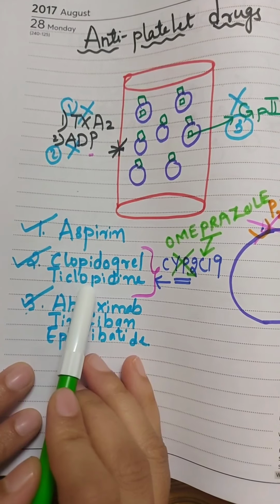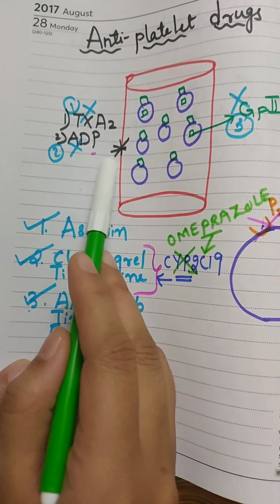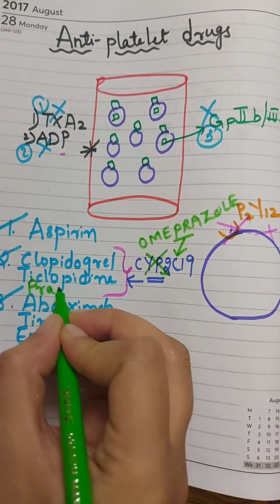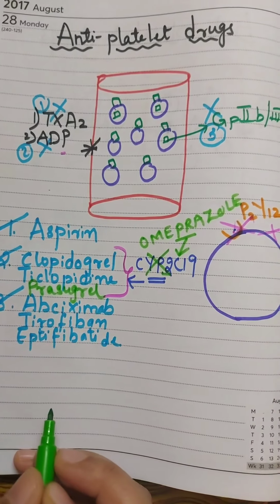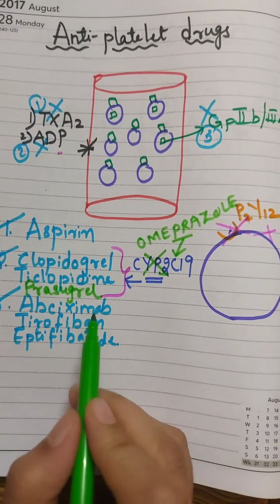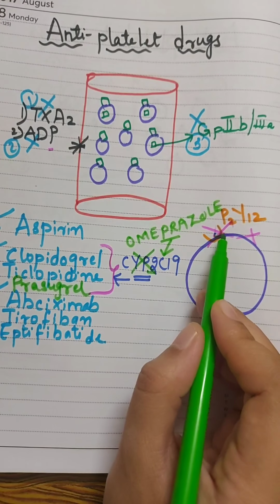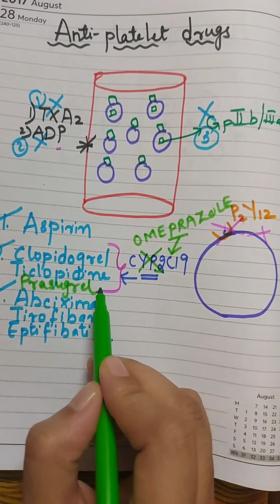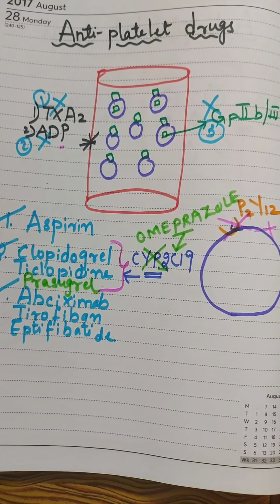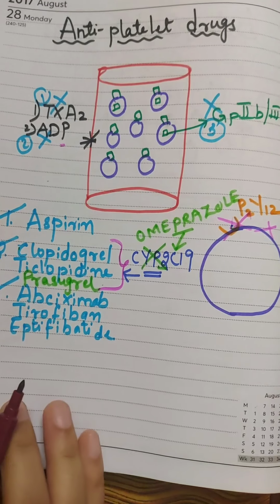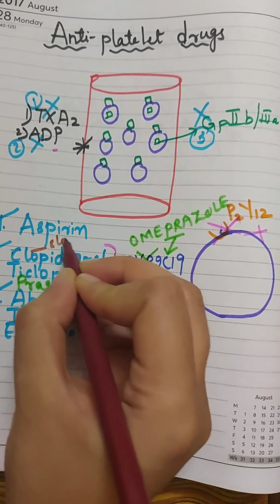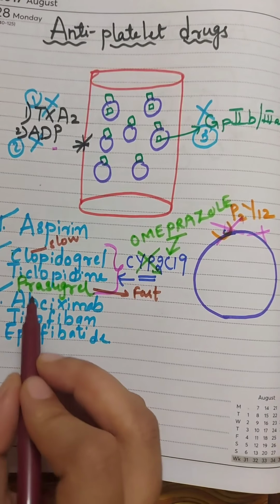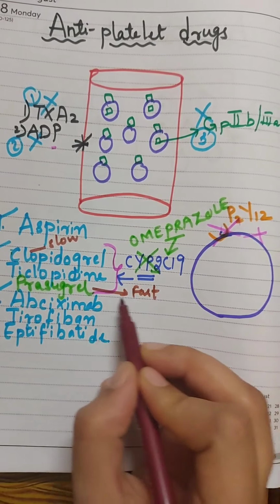Now apart from clopidogrel and ticlopidine, we have developed one more ADP inhibitor, and the name of that drug is prasugrel. The mechanism of action is the same. Even prasugrel is an irreversible inhibitor of this P2Y12 receptor, but it has two differences from the above two drugs. Clopidogrel and ticlopidine are slow acting drugs, but prasugrel is a fast acting drug.